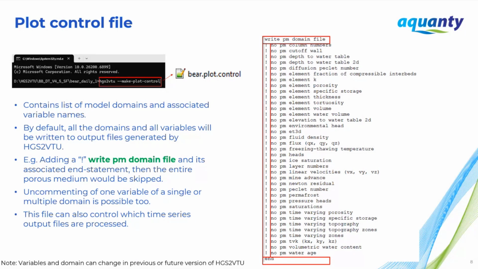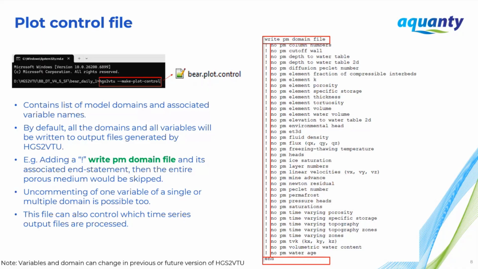The write PM domain file starts, I'm just explaining, this is a whole big file, I'm just separating it into different domains so that it's easier to follow here. So it starts with the write PM domain file. It will have an end option, and all the variables present in the porous media domain will be prefixed with an exclamation mark, so that if you remove it, it will not write that PM domain variable which you're asking it to.